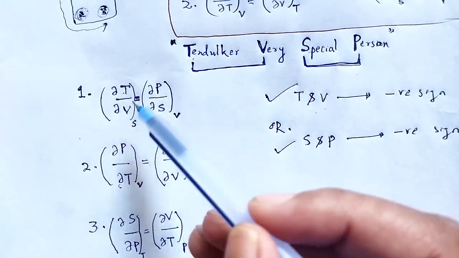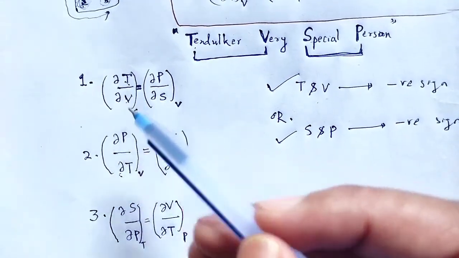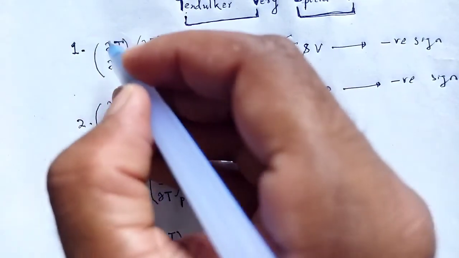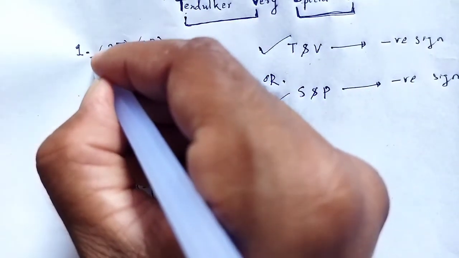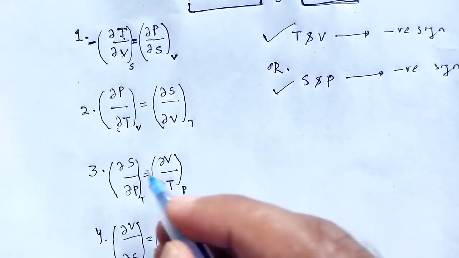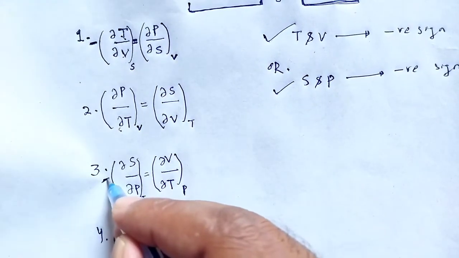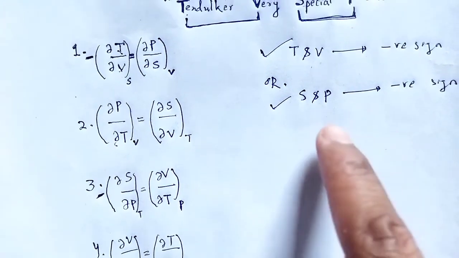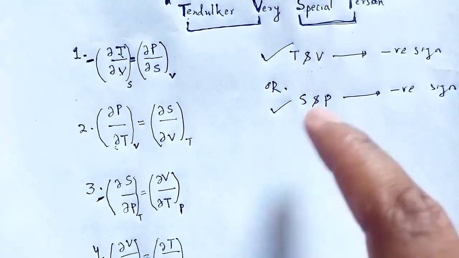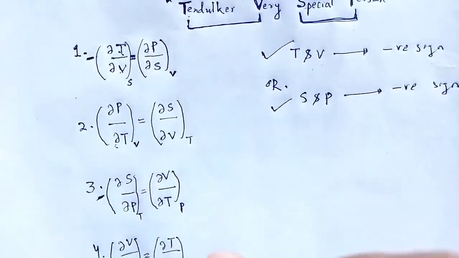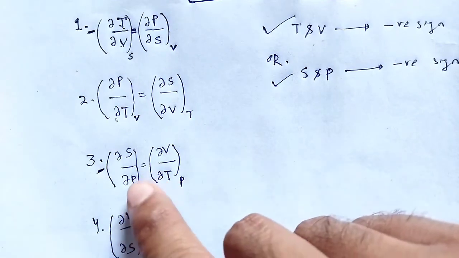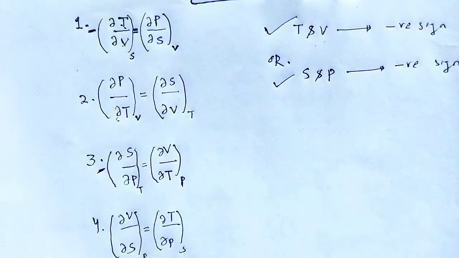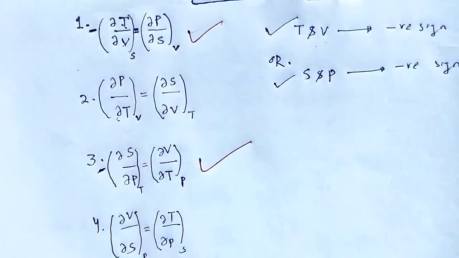So here you take T V here, and here T V here. You can introduce the negative sign here, and also the negative sign here. Either that portion will be negative or that portion will be negative. There will be no confusion. If I take S and P as the sign convention, S and P will be there. So these two are negative, all these are positive.